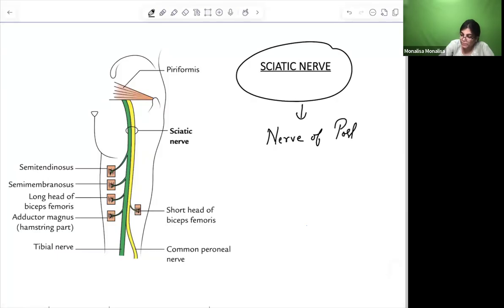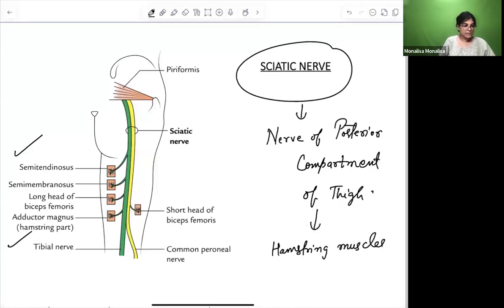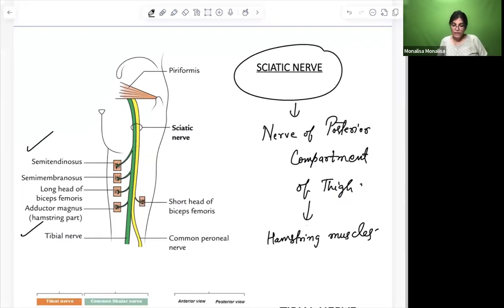the posterior compartment of the thigh. It is giving innervation to all the hamstring muscles. Okay? Now, what are the hamstring muscles?